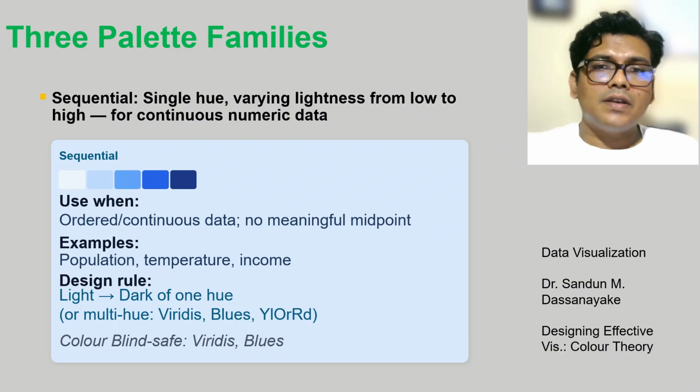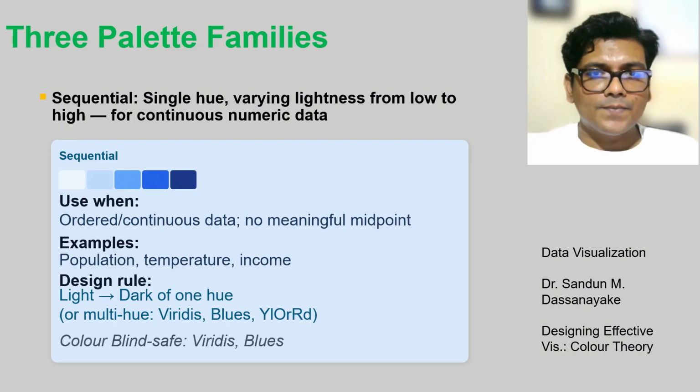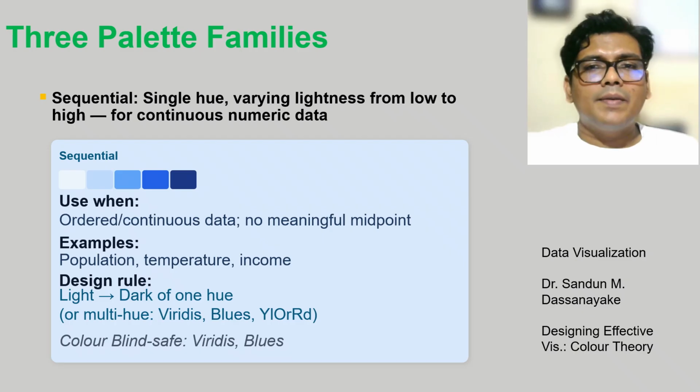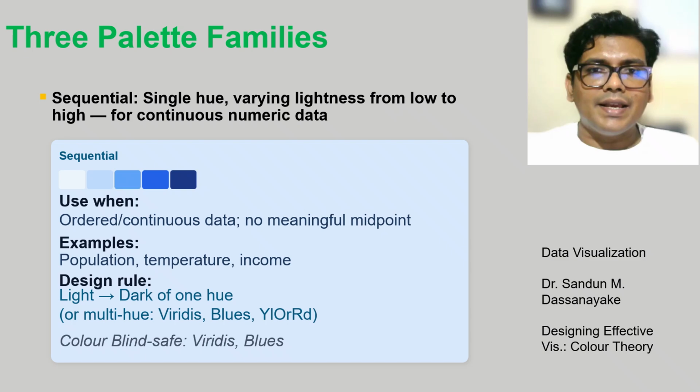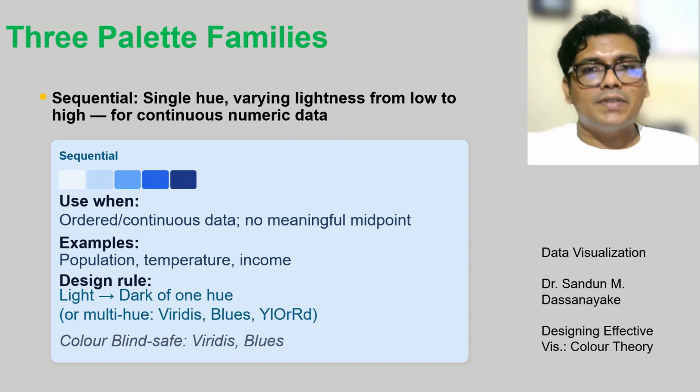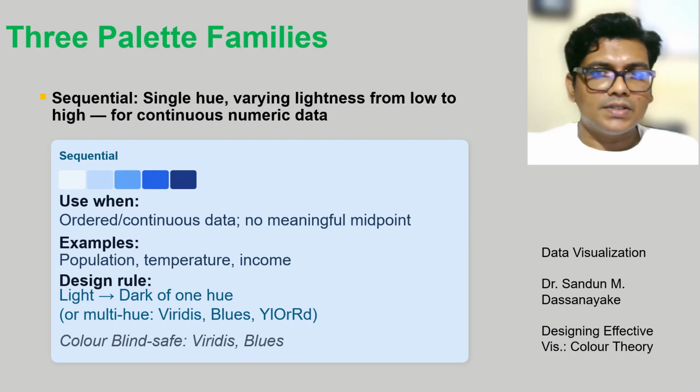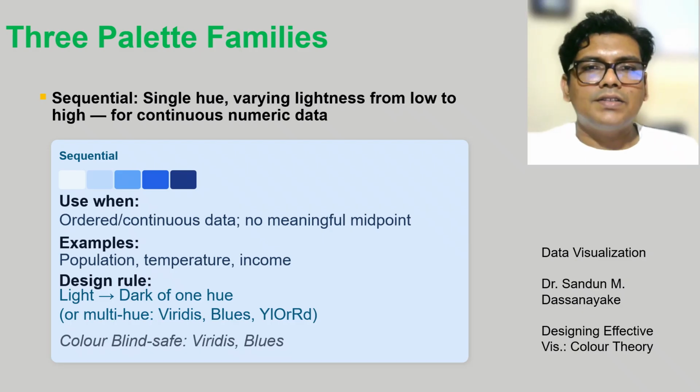Sequential palettes encode order and quantity: population density, temperature, risk levels, income, these kinds of variables. The perceptual mechanism is lightness. Viewers reliably interpret darker as representing more. This is not a cultural convention, it is a fundamental feature of the human visual system. Your palette must therefore have monotonically increasing lightness, not just a shifting hue, that's not changing color.